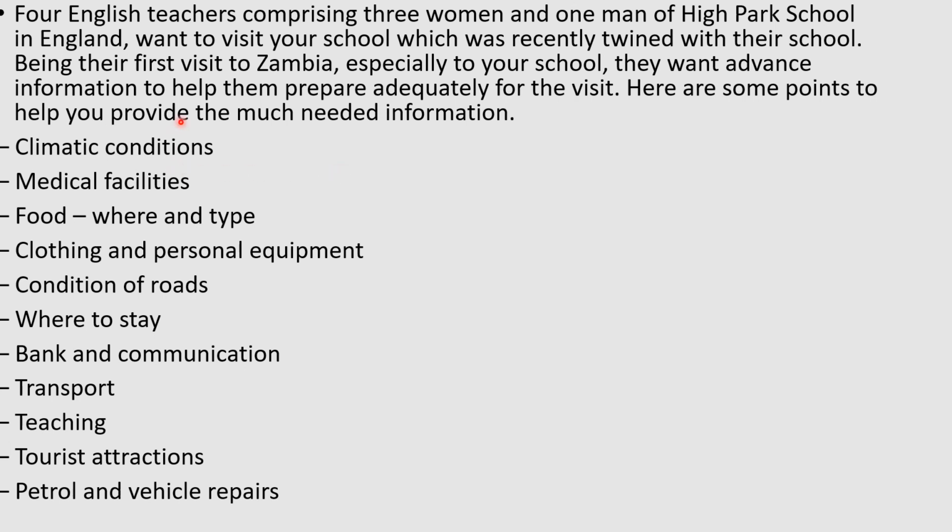For example, if we look at this, the first one is climatic conditions. The second is medical facilities. Climatic conditions talks about the weather. Medical facilities talks about hospitals and clinics. Food. Clothing and personal equipment. Condition of roads. Where to stay. Bank and communication. Transport. If you think of transport and condition of roads, this may be talking about the same thing, about movement. So these ones you can try to write in the same paragraph.